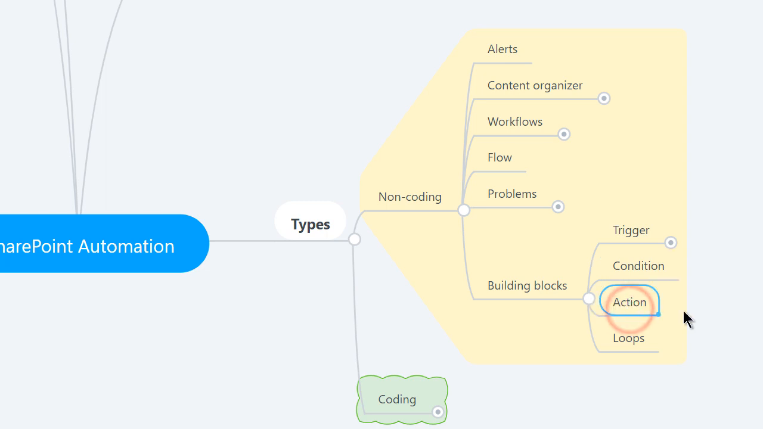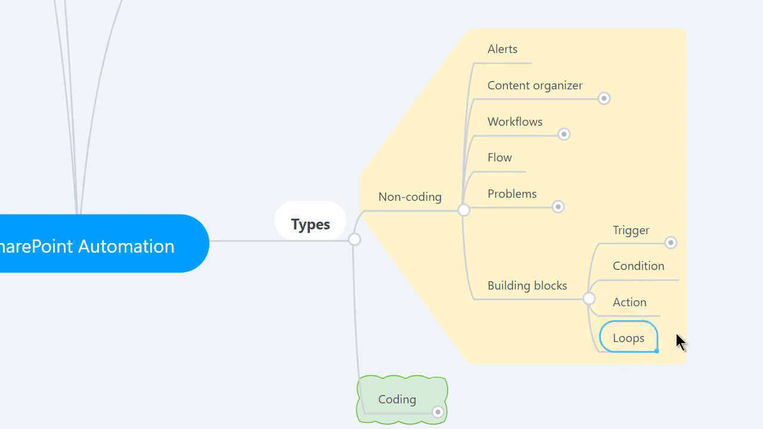The action is, of course, the reason you're doing the automation in the first place, that you want something to happen. You want a new item to be created in another list. You want something to be logged. You want the permissions to be changed or something like that. Or you want an email to be sent out. You want new tasks to be created. There are lots and lots of different things like that. But the actions are, of course, the main building block of a non-coding SharePoint automation solution.